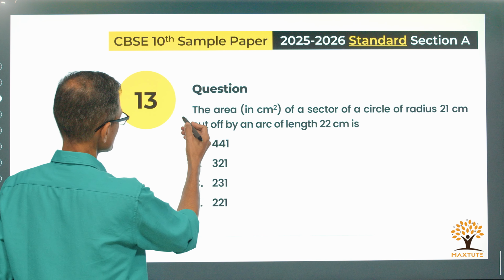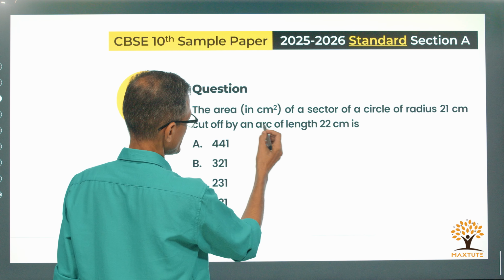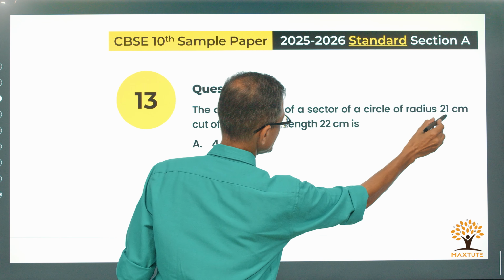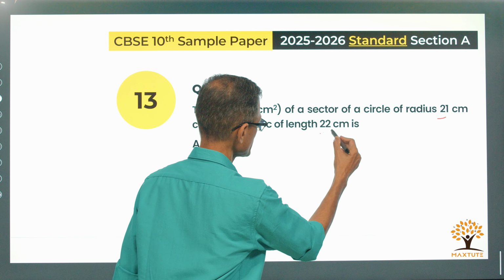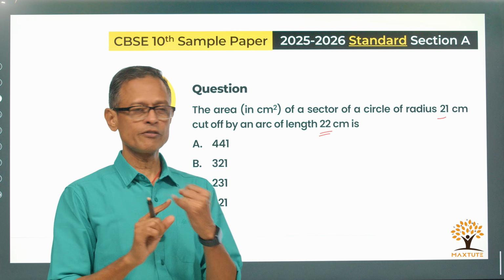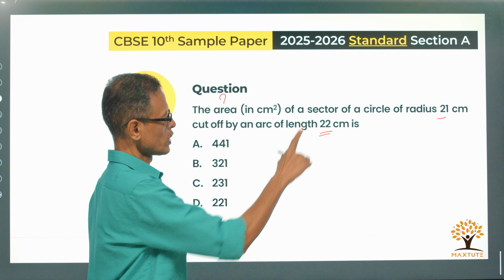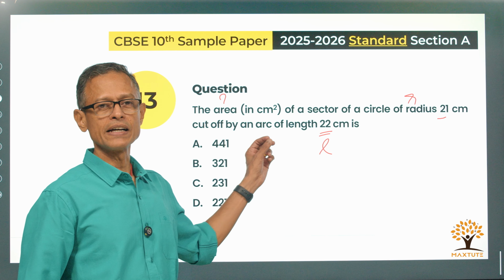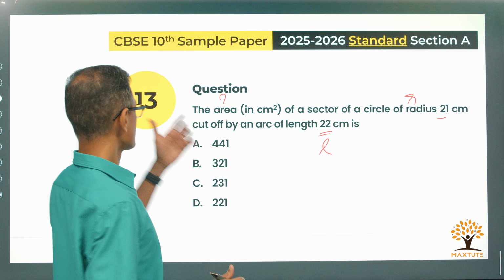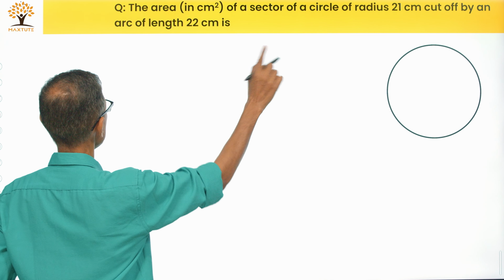Start with the question. The area in centimeter square of a sector of a circle of radius 21 centimeters cut off by an arc of length 22 centimeters is what? What we need to find out is the area. What is given is the radius and the length of the arc made by this sector. Take a look at the image and then we'll know how we can go about it.